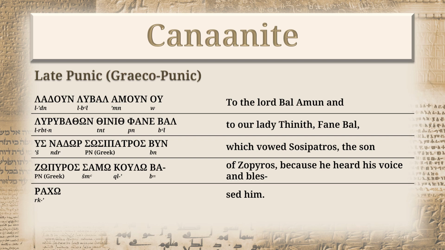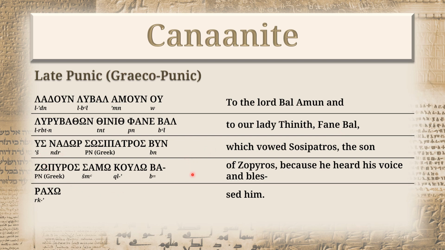Okay, and you recognize the last sentence. We had that in the Neo-Punic inscription, because he heard his voice and blessed him. Okay, but from the beginning. Ladun lebal amun, to the Lord Baal Amun. U, liribaton, and to Our Lady. Okay, so ribaton is lady, and then the suffix, Our Lady, liribaton, tinit, fanebal. So tinit, fanebal, this was her title, Face of Baal, but as far as I understand, tinit is mostly mentioned with this kind of a cognomen, or whatever you want to call it, tinit fanebal.